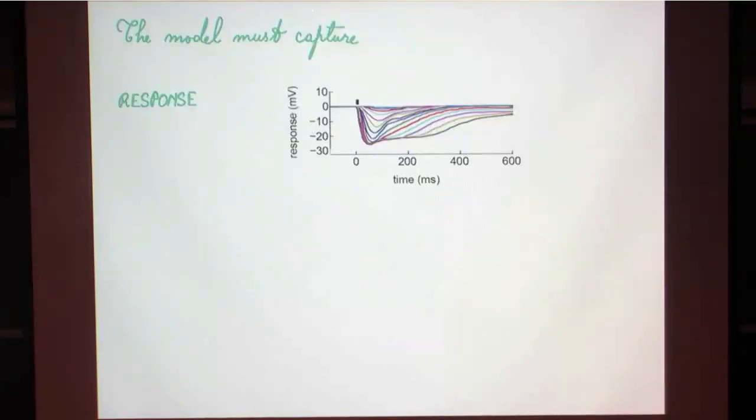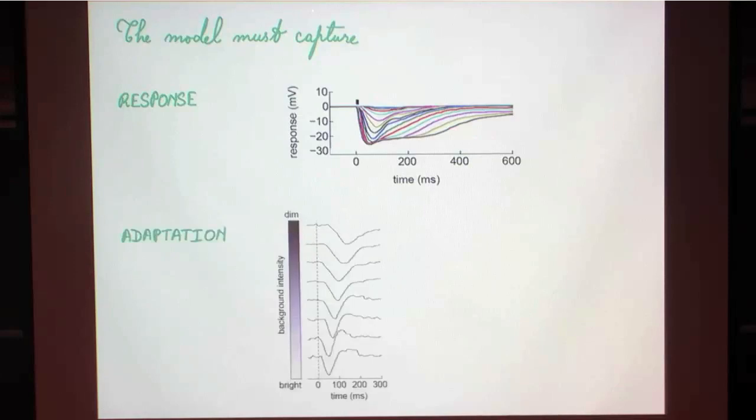Okay, so we want a simple photoreceptor model. The way we'll go about it is we want the model to capture a number of things. We want the model to capture responses to flashes. This is the response to flashes of increasing magnitude in the dark. This is the hyperpolarization response of the photoreceptor.